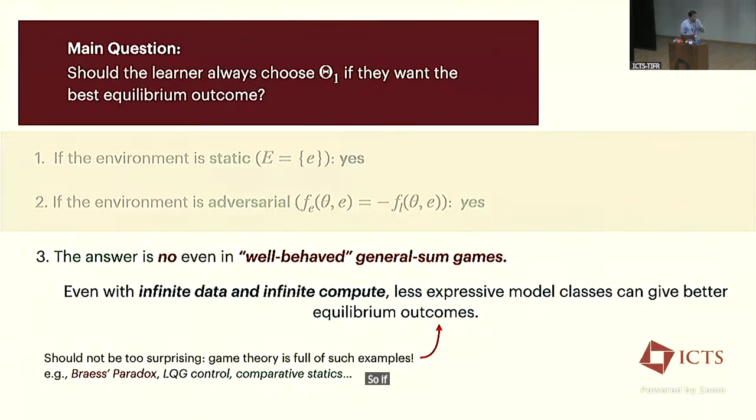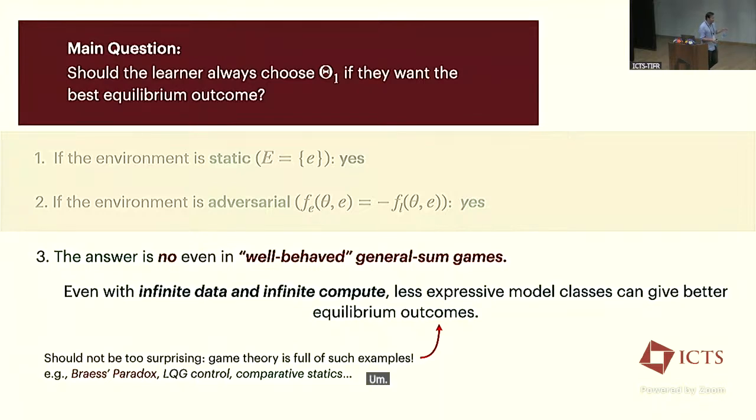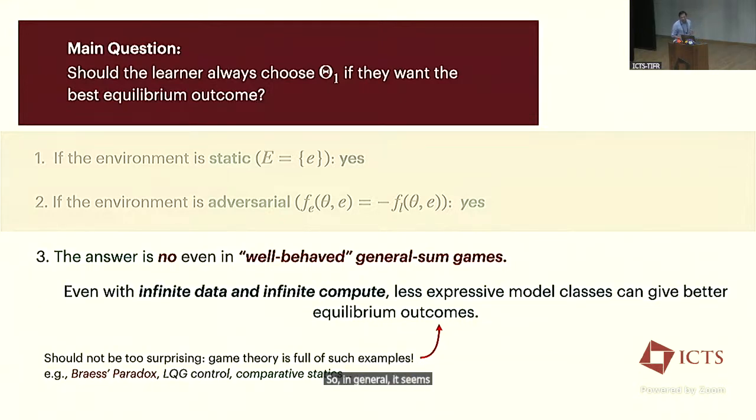So if we had to understand which model class does better for a particular structure of games, how would we go about that? Yeah, that's a very good question. We thought a little bit about it, but it's actually non-trivial. In some sense, the key is that you should essentially treat choosing a model class like solving a Stackelberg optimization problem, where the lower level is actually the game that you play. And solving that in general is quite hard because obviously you need to know something about your opponents to solve that inner Stackelberg problem. So in general, it seems like a hard problem.